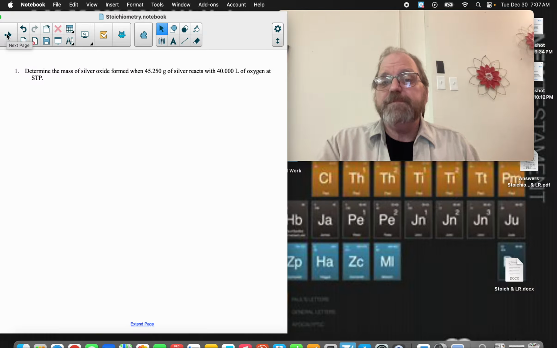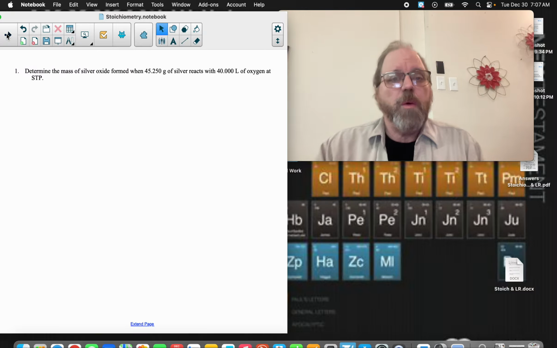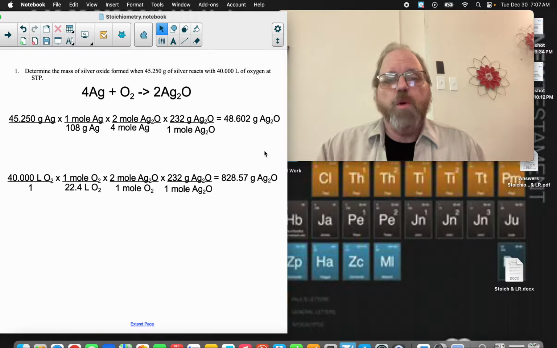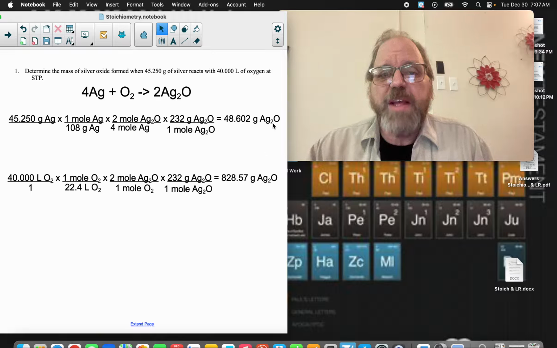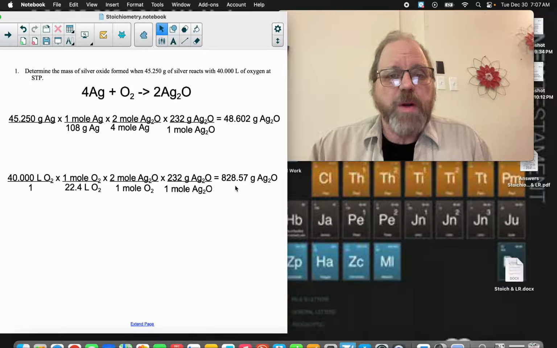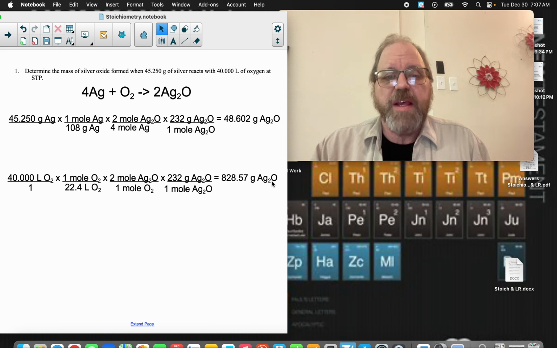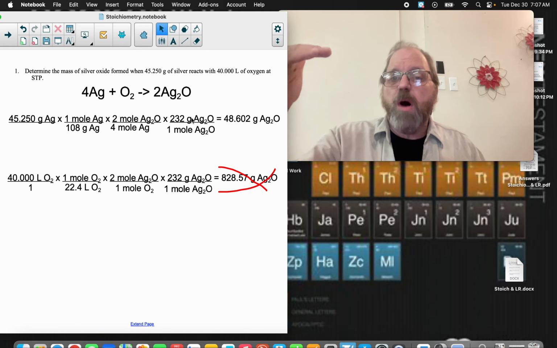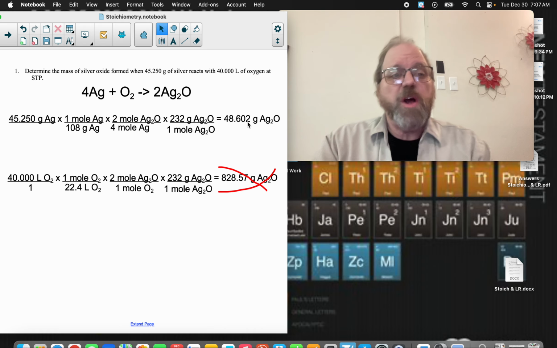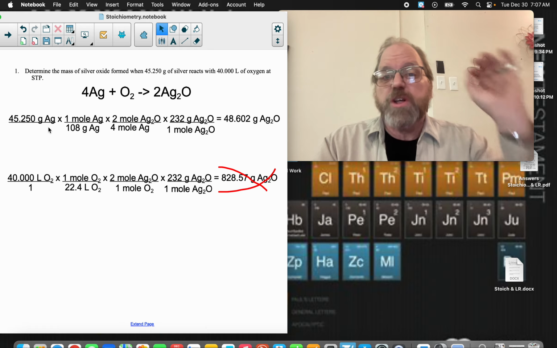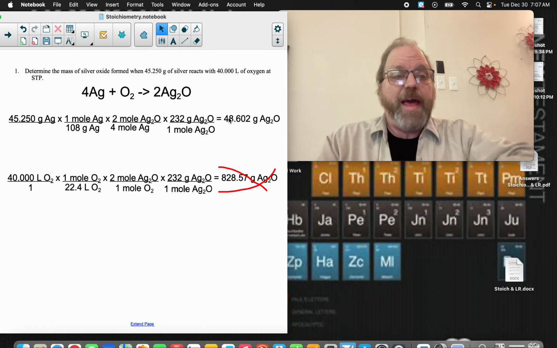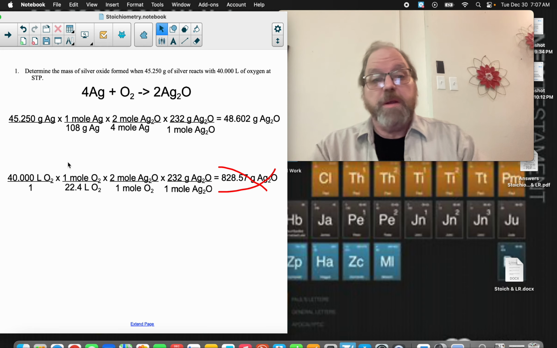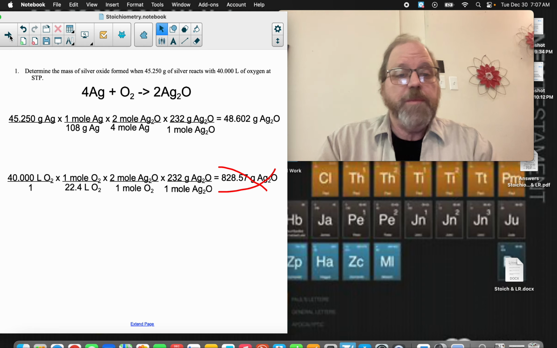Okay, here we go. When we do that, I got 2 answers: 48.602 grams of Ag2O and 828.57 grams of silver oxide, Ag2O. Which one's right? Well, the larger one we always cross out, because once we get that smaller amount, that silver is my limiting reactant. It's going to shut the reaction down, and the oxygen is just going to hang out, because it's got nobody to play with.